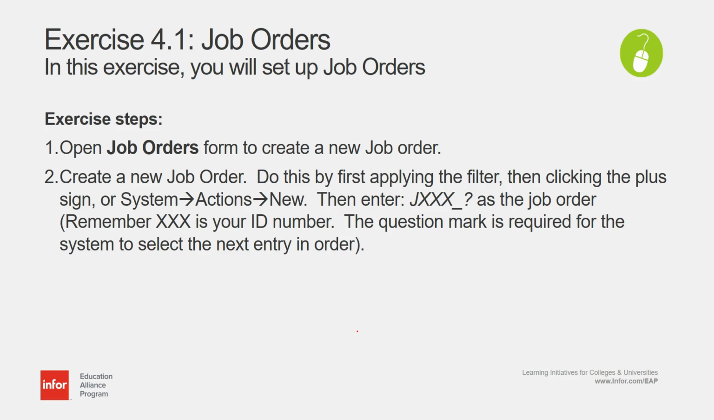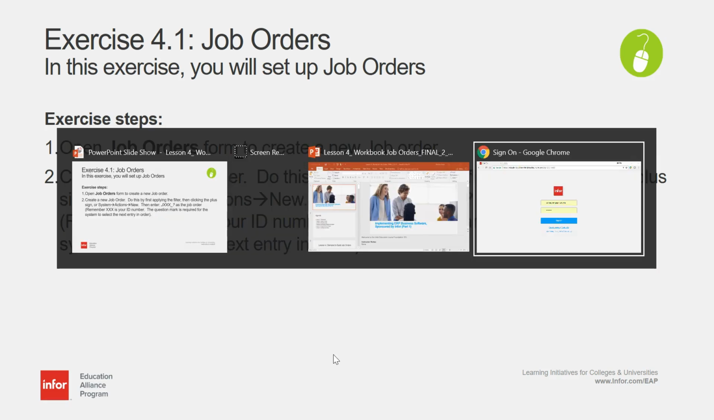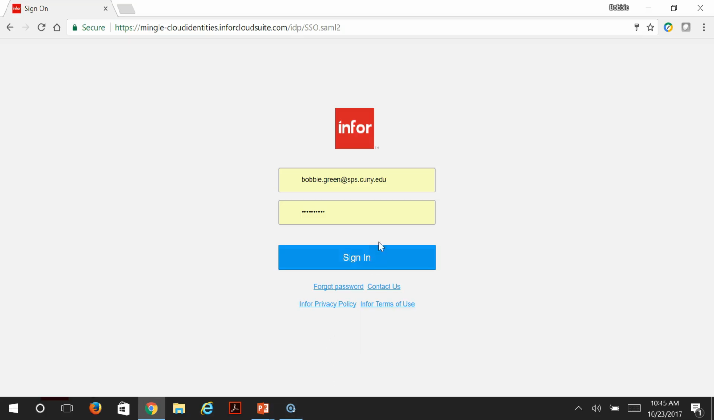Exercise 4.1 can be found on page 79 in your workbook if you are following along. So I'm going to go over to Mingle and log on. There are certain roles that are listed on page 79.